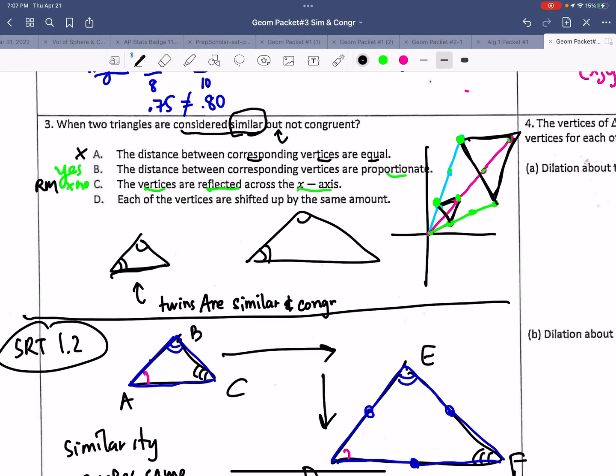Last one, each vertex is shifted up by the same amount. Okay, that's translate. And that's also rigid motion. And that means it doesn't get bigger or smaller. And for similar but not congruent, it has to get bigger or smaller. So we're definitely going to settle in on B.